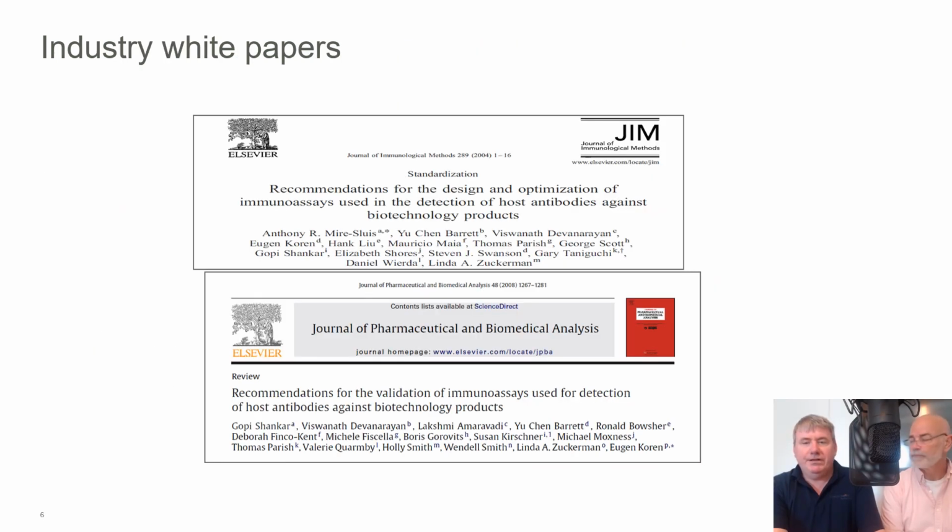When it comes to the development and validation of immunogenicity assays and the approaches used, these have very much come from industry white papers. The Mire-Sluis and the Shankar papers have really defined how to validate these assays. And these have very much made it into the regulatory guidance, both the EMEA and also the FDA. But what hasn't made it across is guidance specifically for preclinical. So we're going to discuss that today.